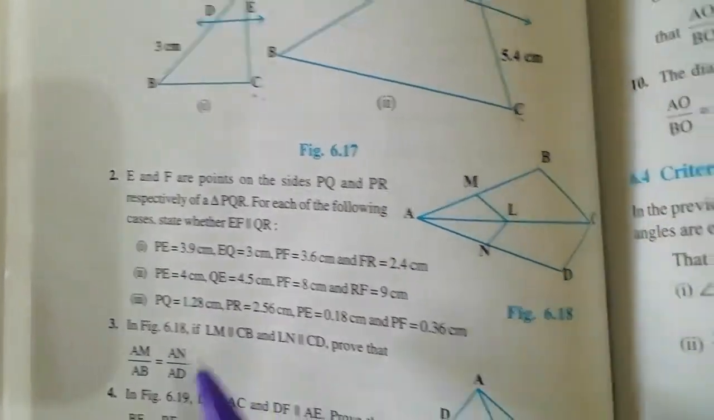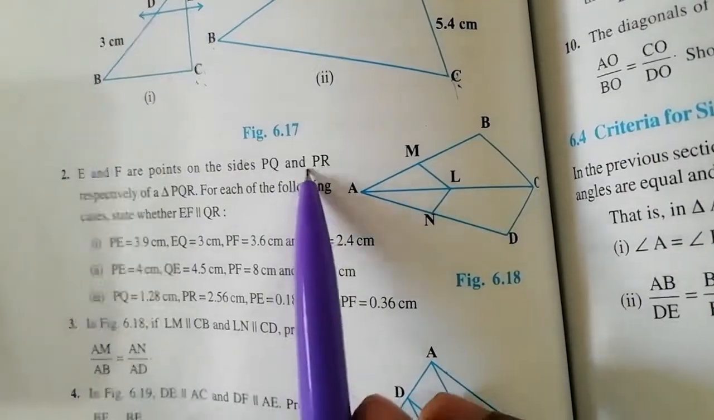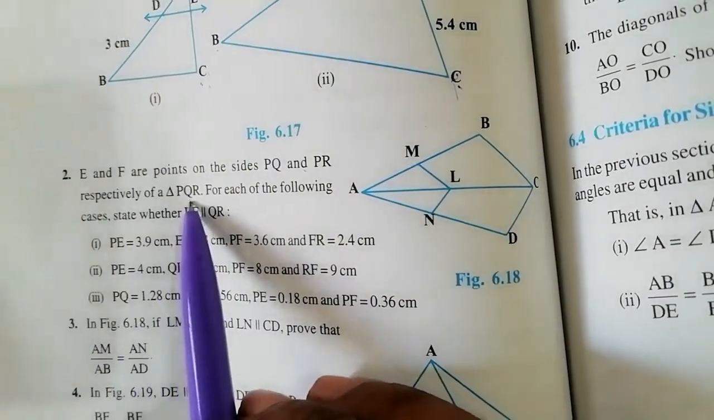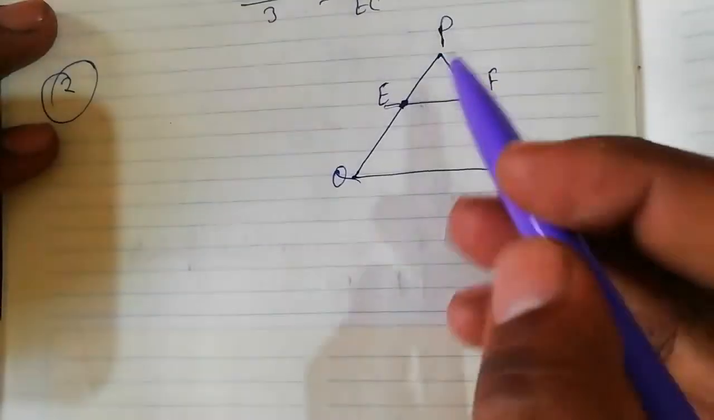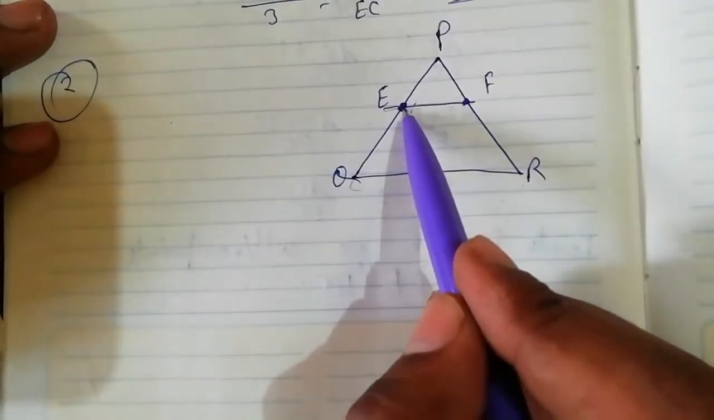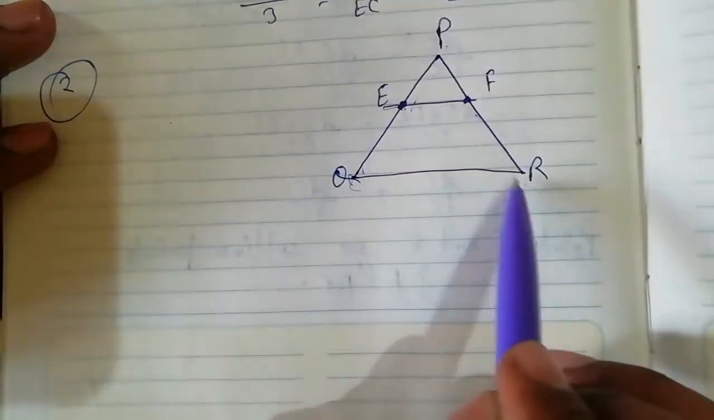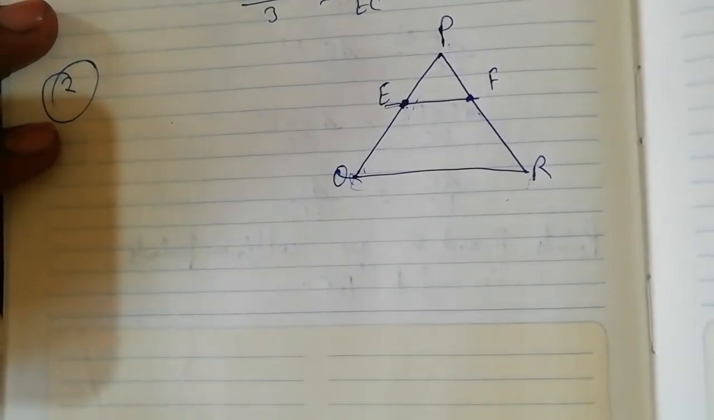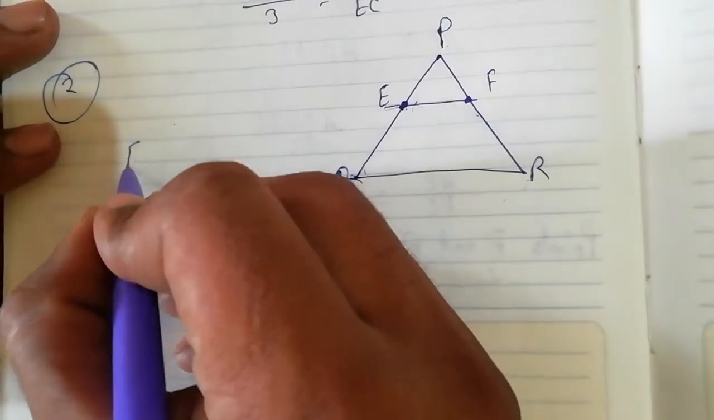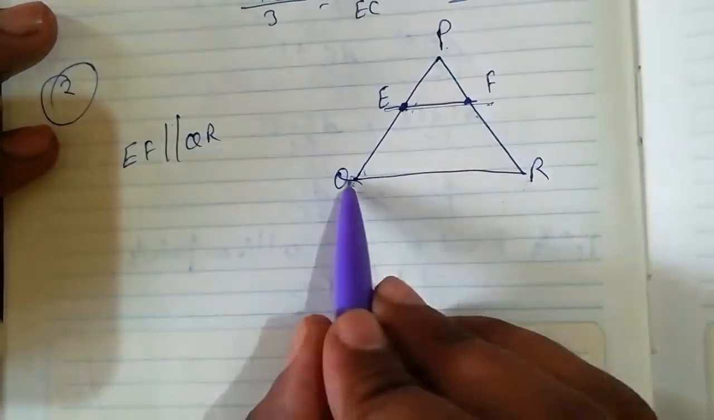In this question it is said that E and F are points on the sides PQ and PR respectively of a triangle PQR. So let us draw a triangle first. Here is the triangle PQR, in which E is a point on line PQ and F is a point on line PR. Now we have three parts in this question. We have to show that EF is parallel to QR, meaning this line is parallel to this line.